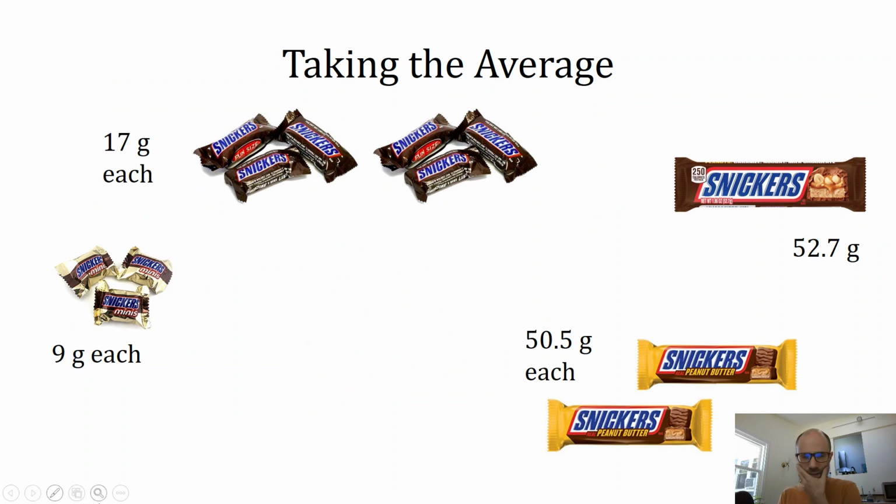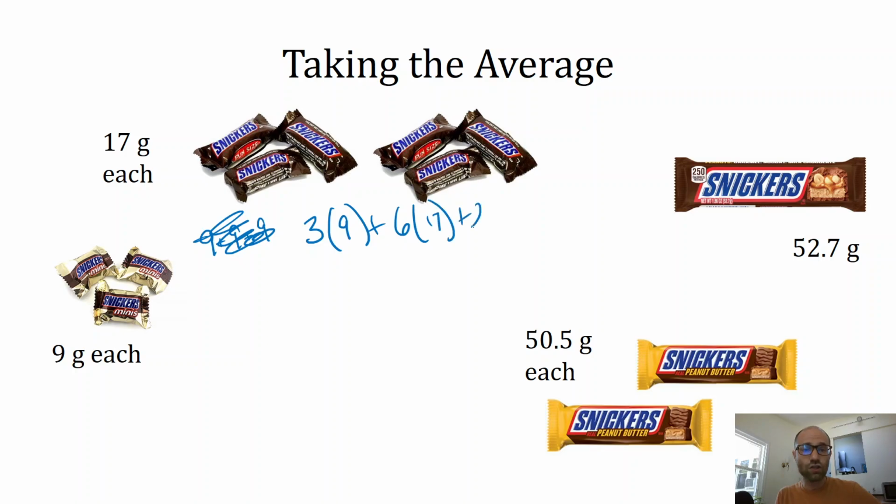However, when things get a little bit more complex and you have a different assortment of Snickers bars, even got some Snickers with peanut butter in there, it makes a little bit less sense to say 9 plus 9 plus 9 plus 17 and doing all that. You might want to do something that makes your shorthand, your writing a little bit easier. You can say 3 times 9 plus 6 times 17 plus 2 times 50.5 plus 52.7. And then when we count them up, you end up with 12 bars, right?